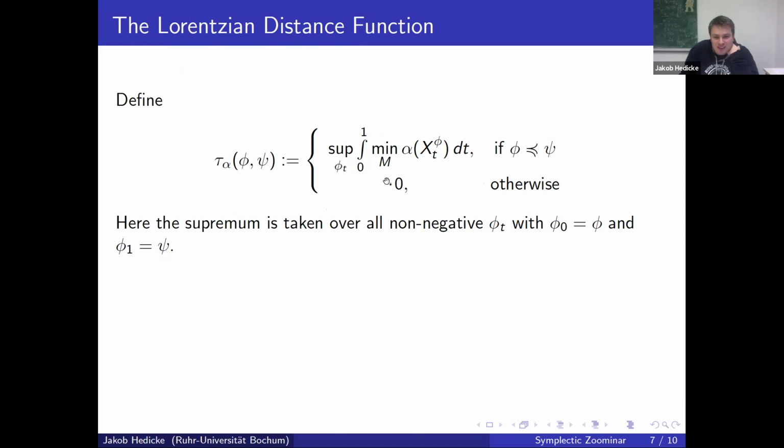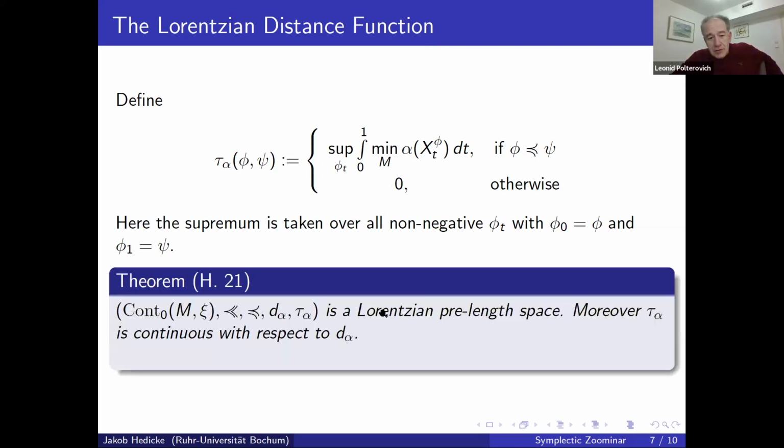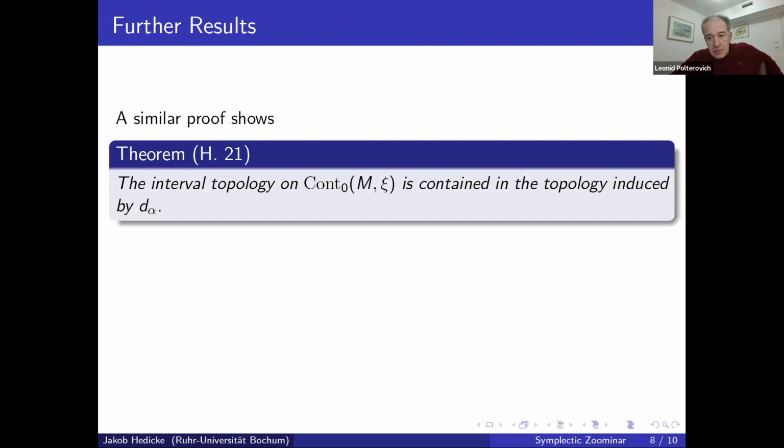So one then gets, in these cases, that this Lorentzian distance function is always smaller than or equal to some constant times the Hofer-Shelukhin metric. Okay. Thank you very much. Other questions?